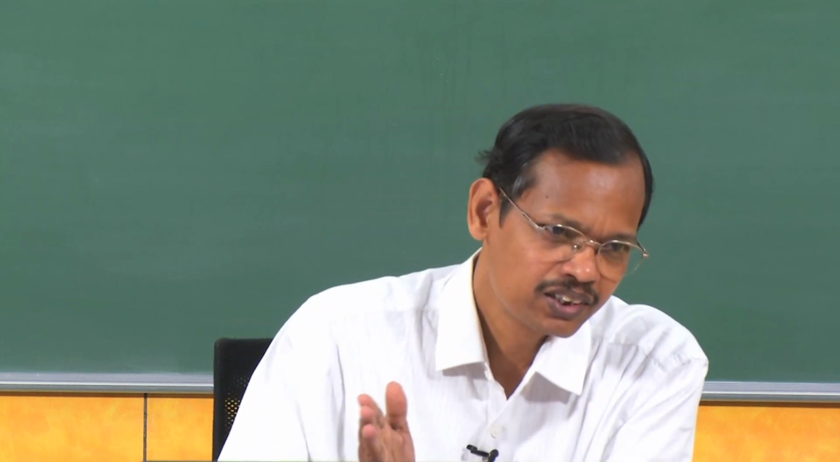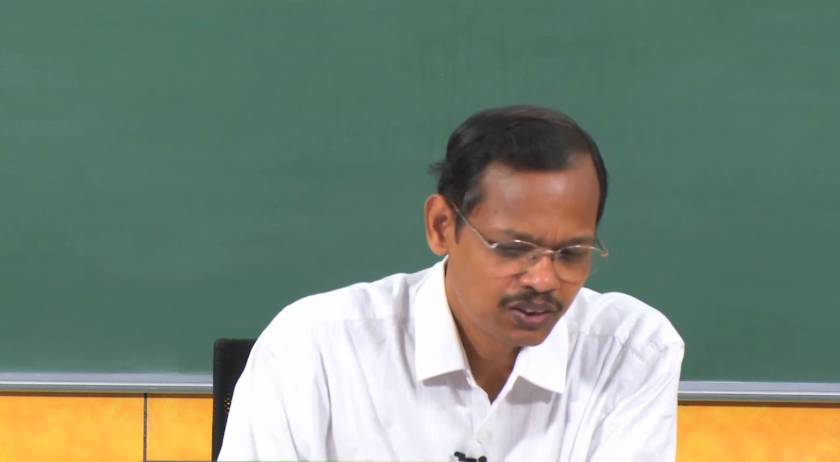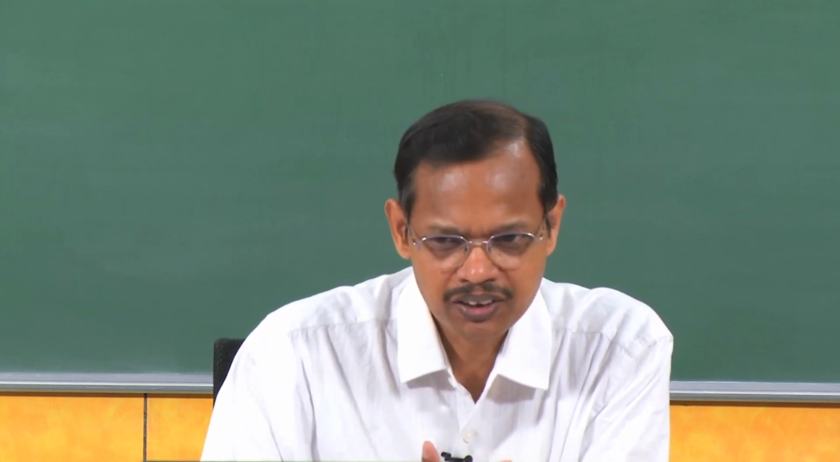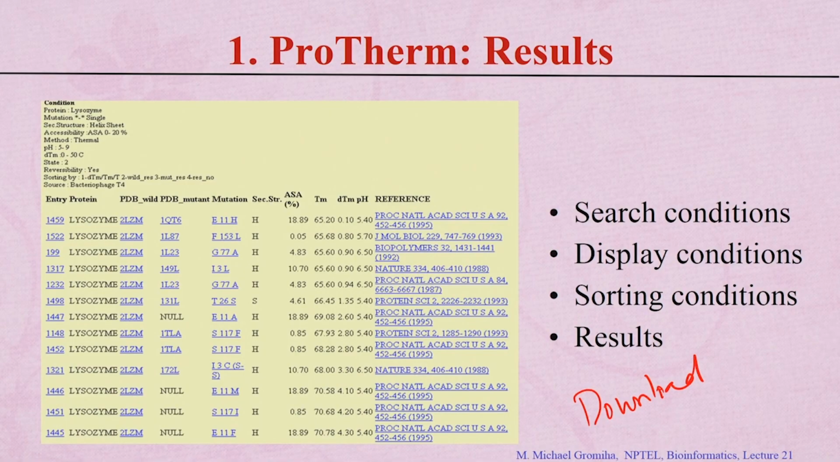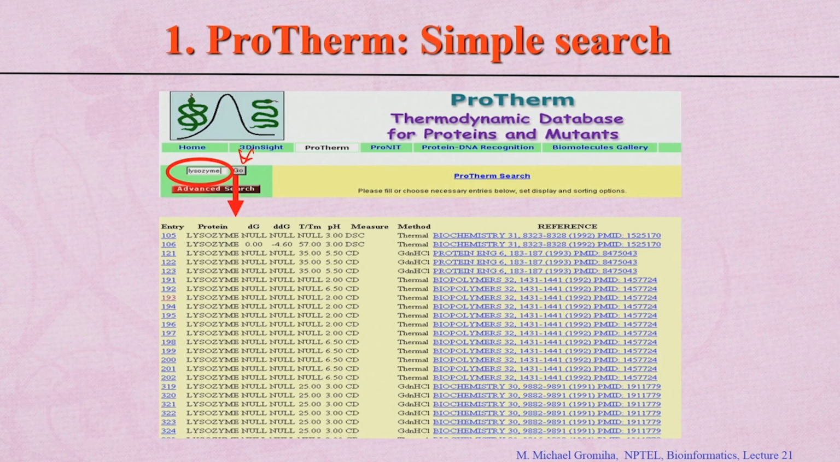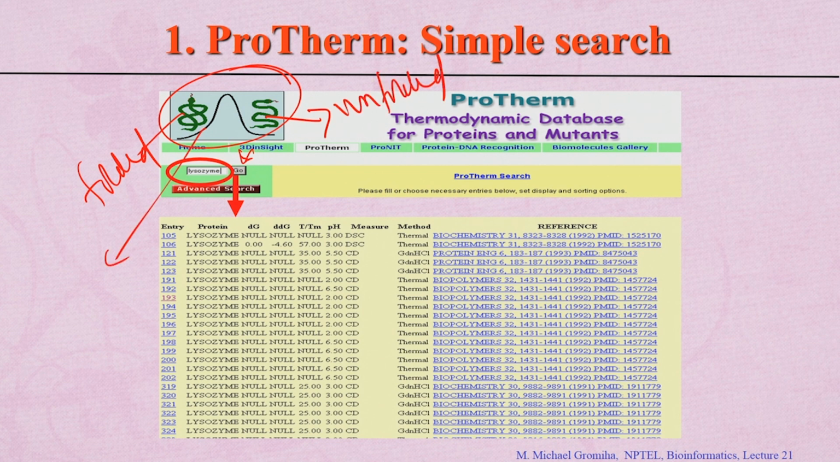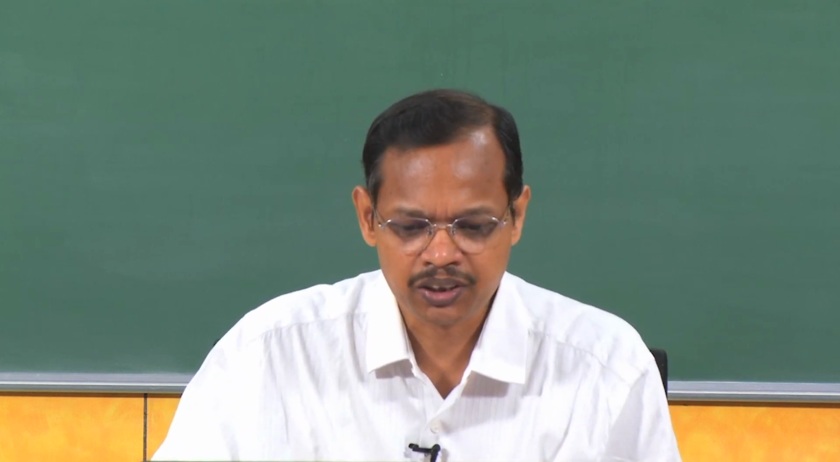In the second part, we discussed the database. What is the name of the database? Protham, the thermodynamic database for proteins and mutants. This is why they put the name Protham. If you see the Protham figure I showed, this is the folded state, this is the unfolded state, and this is a curve. Yesterday I showed the thermal denaturation curve. This is how we designed this logo to show the thermodynamic stability for proteins and mutants.